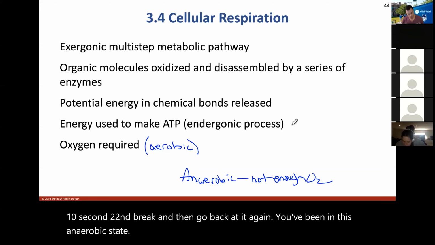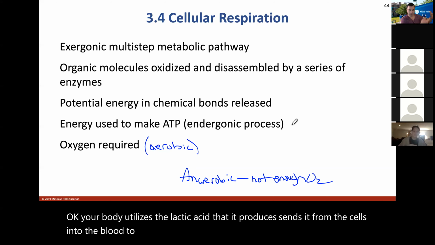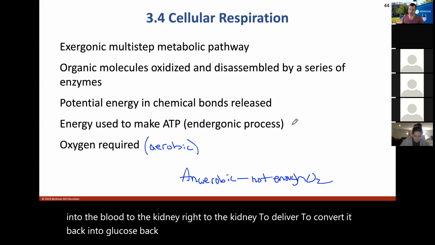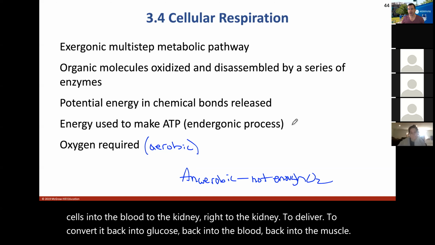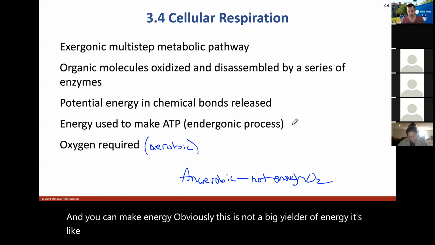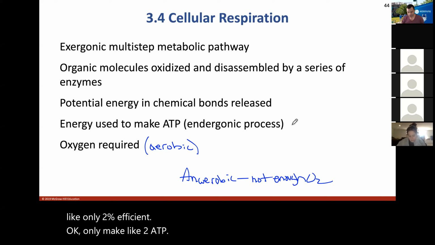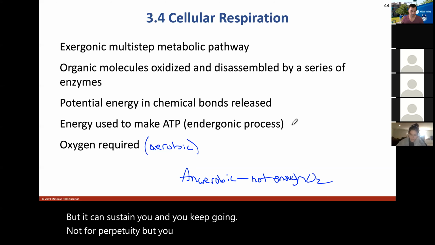Okay? Your body utilizes the lactic acid that it produces, sends it from the cell into the blood to the kidney, to the liver, to convert it back into glucose, back into the blood, back into the muscle, and you can make energy. Obviously, this is not a big yielder of energy. It's like only 2% efficient. Okay, you only make like 2 ATP. But it can sustain you, and you can keep going. Not for perpetuity, but you can at least keep running from the bobcat.